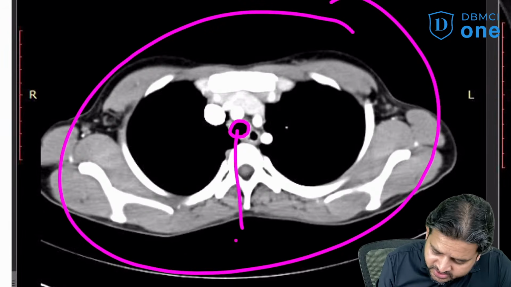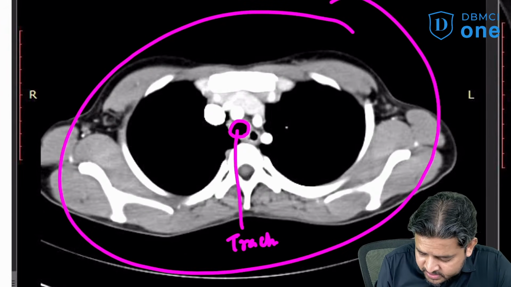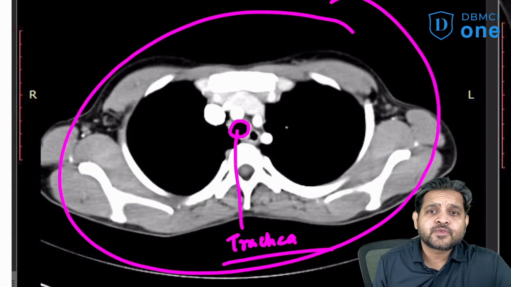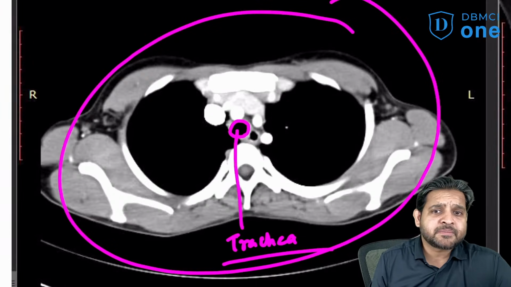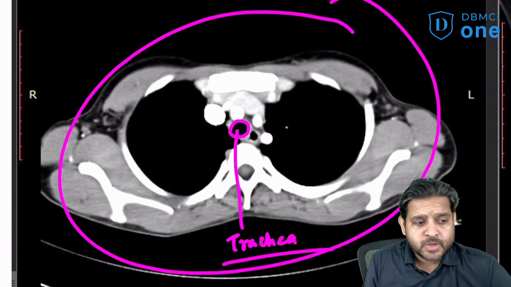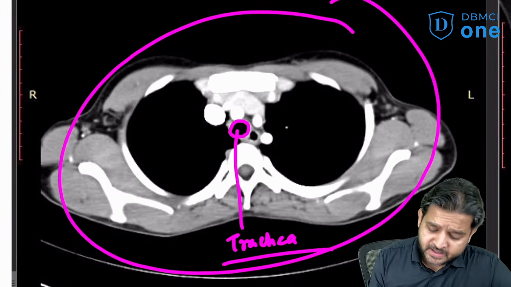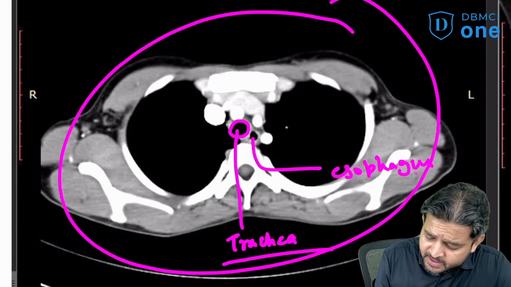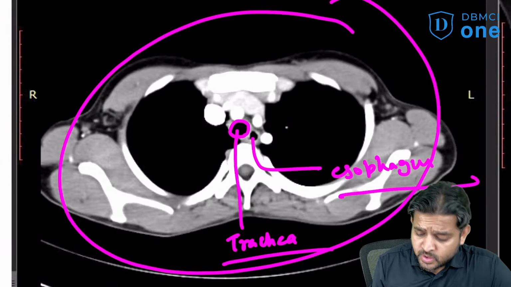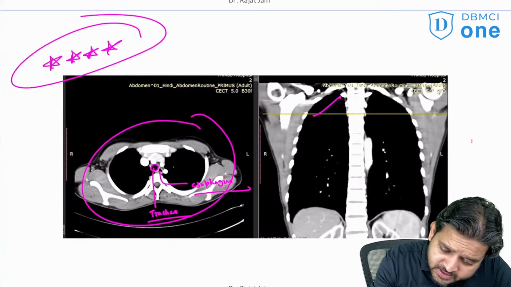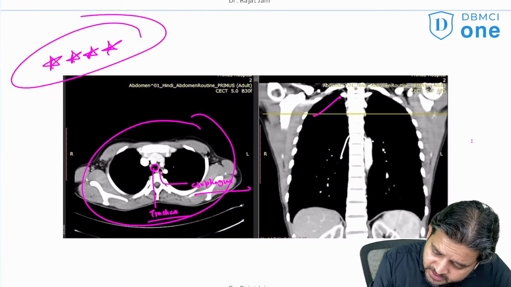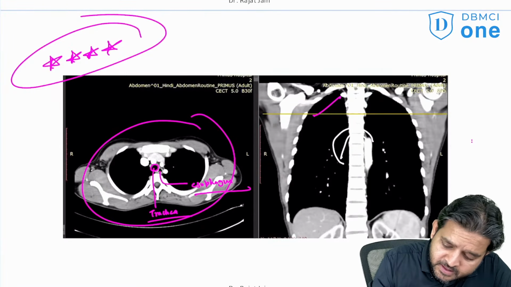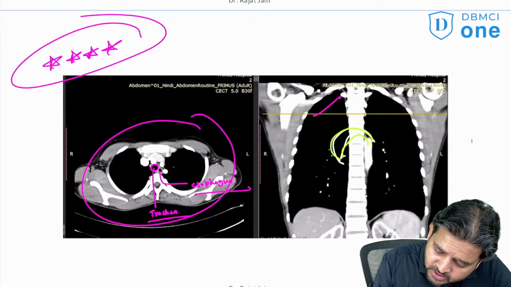So always look at this central black structure. If this black structure is seen, this is trachea. And don't forget, if the trachea is seen, that means you are above carina. You are not below carina, you are above carina. And this black structure is esophagus, which may or may not have air. So if you are above carina, you are reasonably sure that this is the arch of aorta.